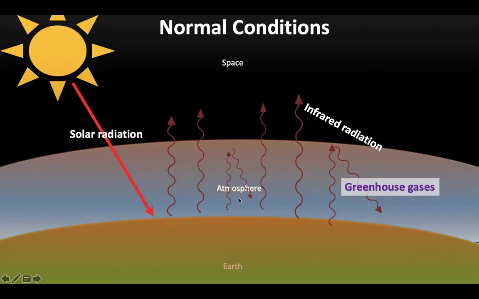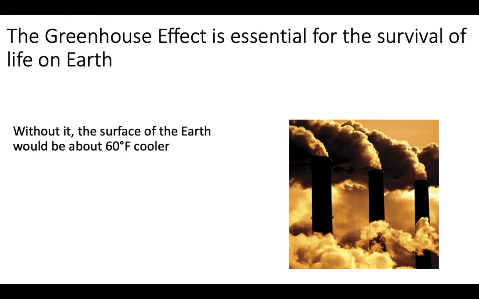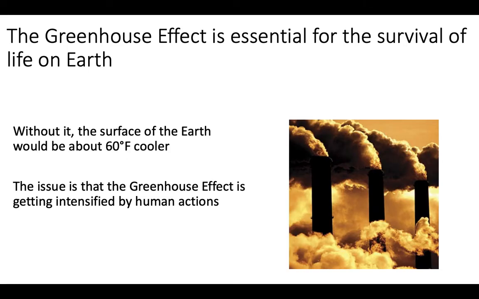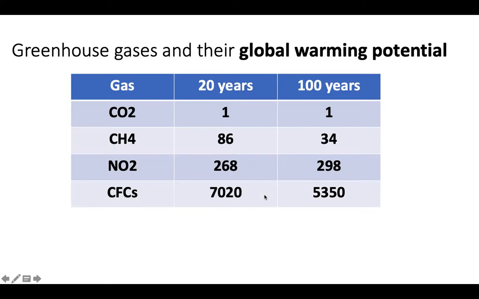So the issue isn't that the greenhouse effect exists, because it's actually essential for the survival of life on Earth. Without it, the Earth's surface would be about 60 degrees colder. So life on Earth would not be able to persist if it were not for the greenhouse effect. So that's not the issue. The issue is that the greenhouse effect is kind of getting out of control. It's being intensified by human actions, and so this heating of the atmosphere we see is actually getting really, really bad. So let's walk through why that's the case, and I'll take you back to that diagram.